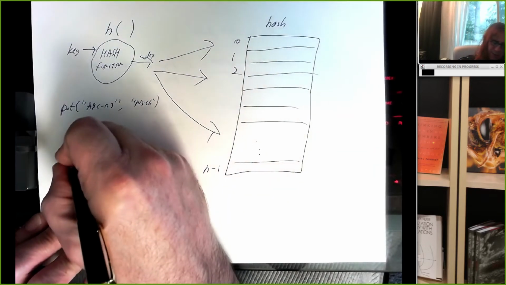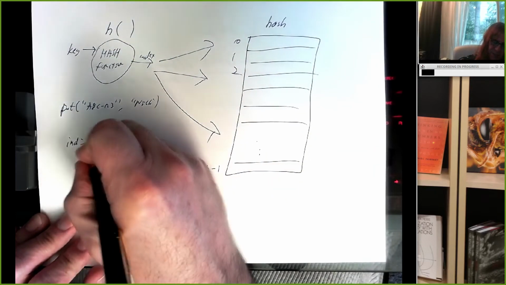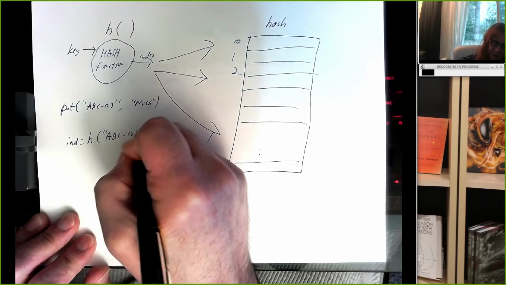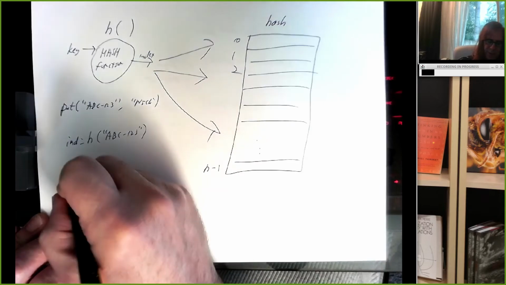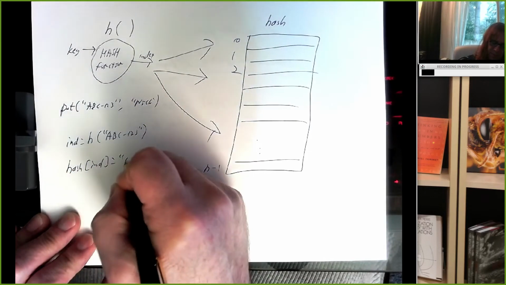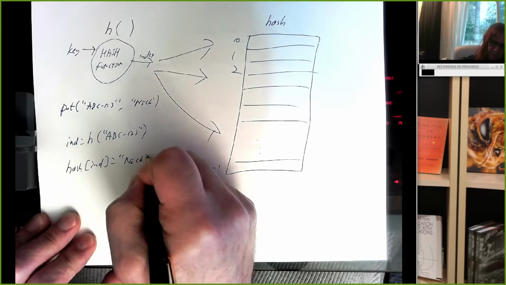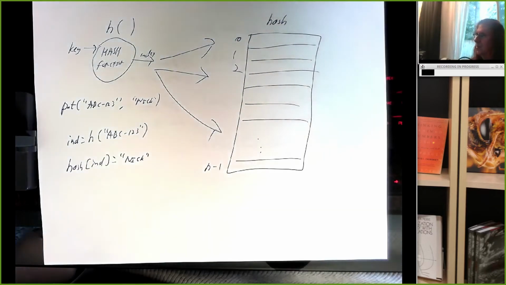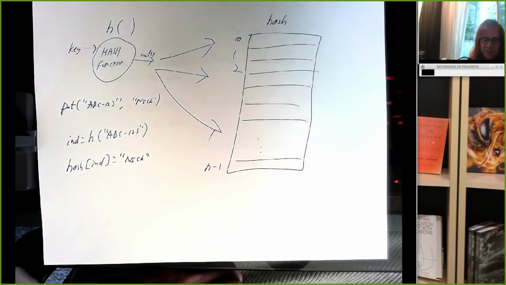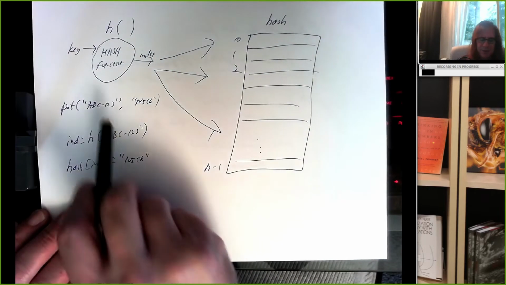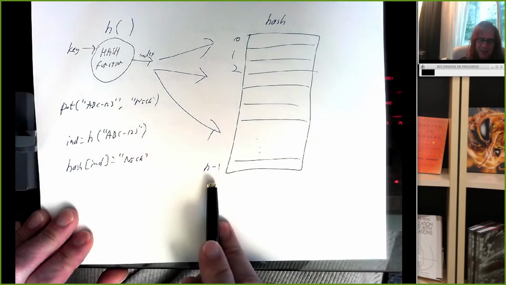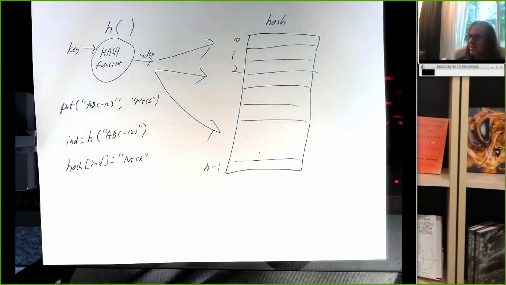So we say something like, index equals hash ABC123, and then hash bracket index equals Nick. That's the essence of it. When you want to store a key data pair, take your key, run it through your hash function, find an index, and then store your data at that index in the table.